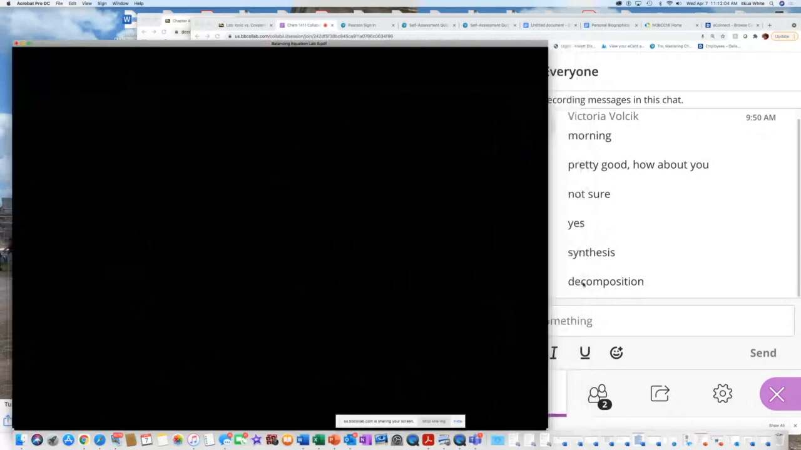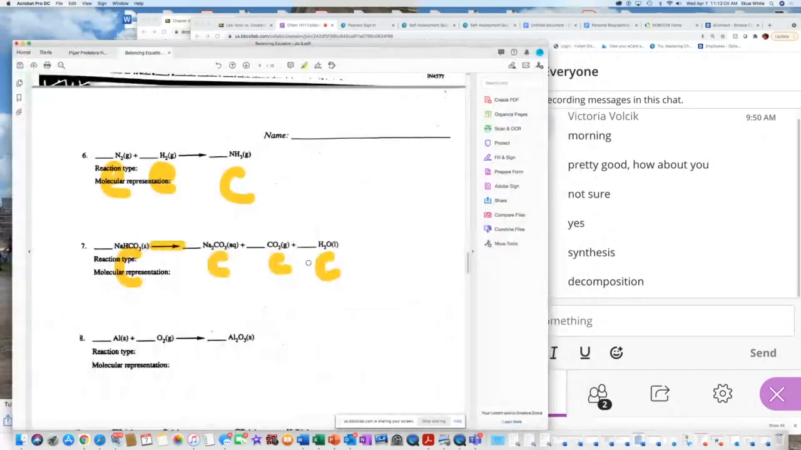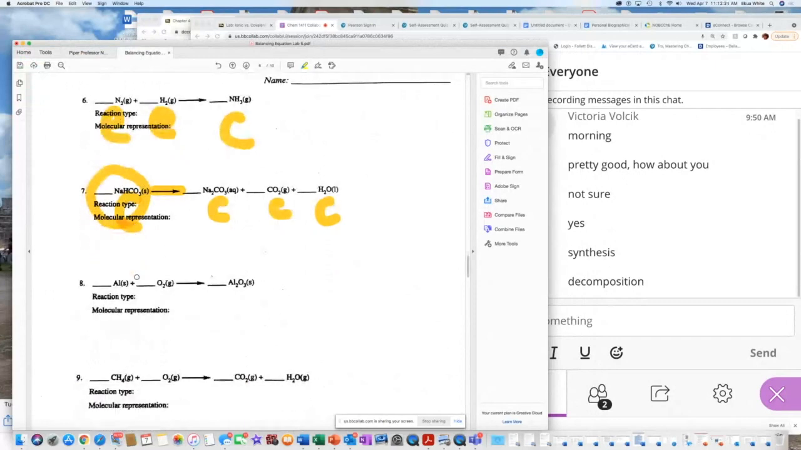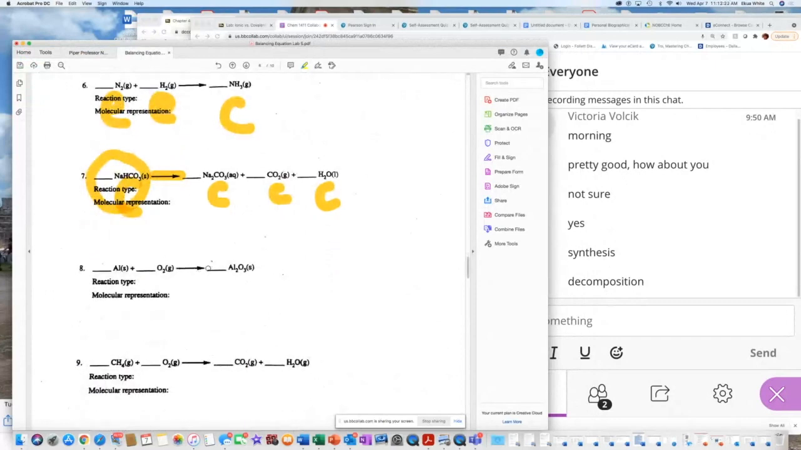Okay. Yes, decomposition. Because you have a big formula on the left breaking down to small ones. Right. The format thing is not 100%, but you get the idea. When you have one formula on the left and then many on the right, that's decomposition. Right. Okay, here, let's see. This is where the arrow is. We have many on the left and then one on the right. We have element, compound. What do you think number eight is?